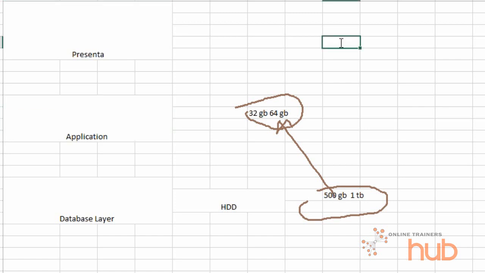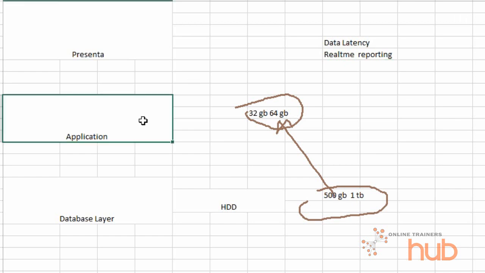The first thing you have here is the data latency. And the second thing you have here is that real-time reporting is not possible here. So that is the reason these traditional databases, the classical databases you are talking about, have a lot of disadvantages here.